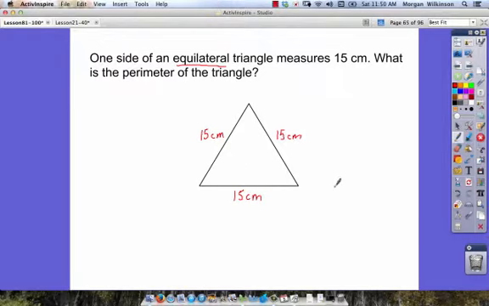So since we have our measurements now, all we have to do to find the perimeter, the distance around the outside of our shape, is to multiply 15 times 3. 3 times 5, that's 15, and we'll carry our 1. 3 times 1 is 3, plus 1 more is 4, so we get 45. So we're going to get an answer of 45 centimeters. We need to have our label because we're talking about a distance around the outside of a shape. And we've got our answer. Again, drawing a picture here can be very helpful in the process of figuring out the answer to this question.